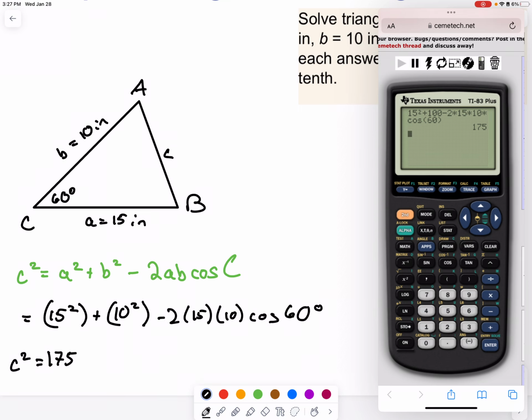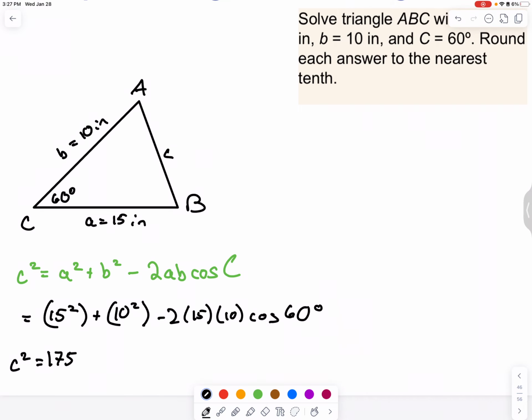Okay. Square inches. Square root of 175. Let me see. So 7 times 25. So then it looks like it's 7 times the square root of 5 inches.